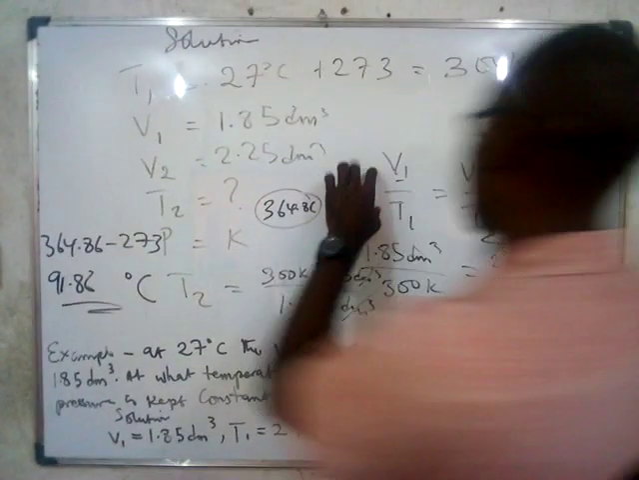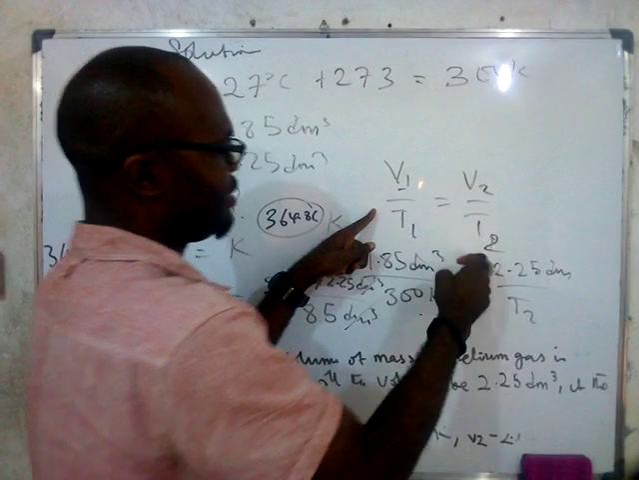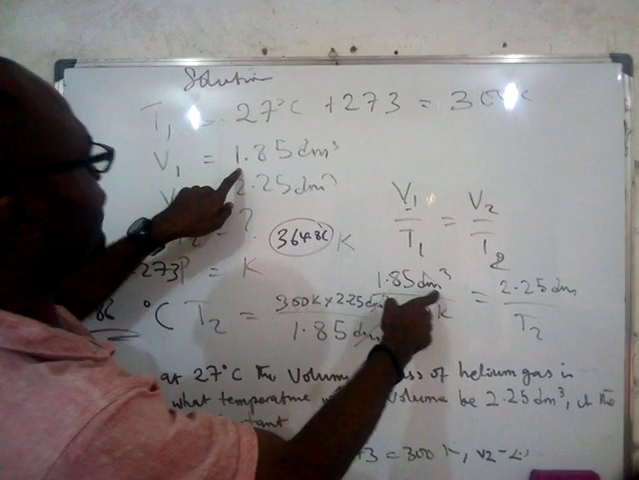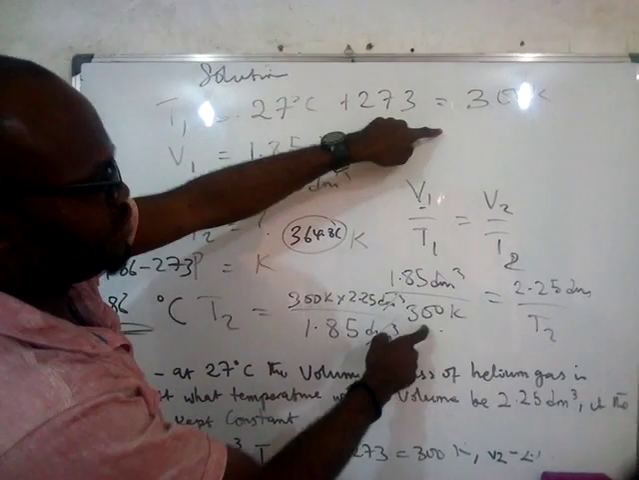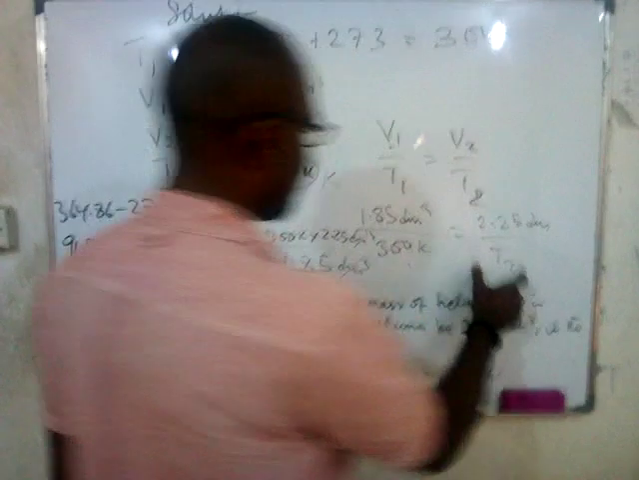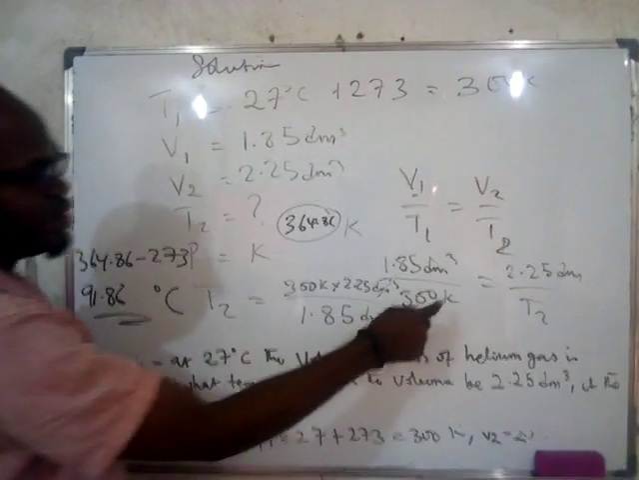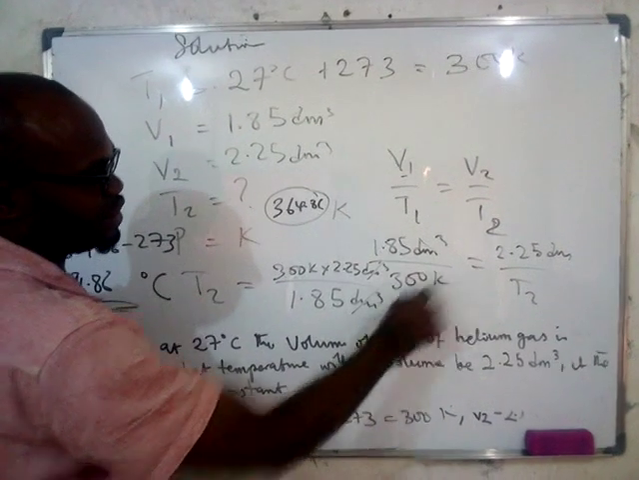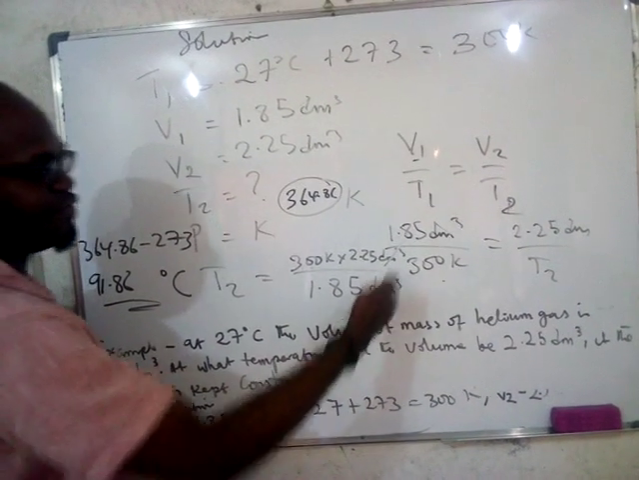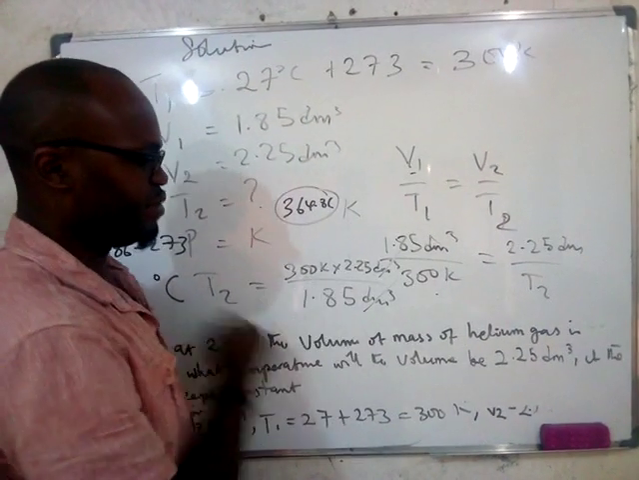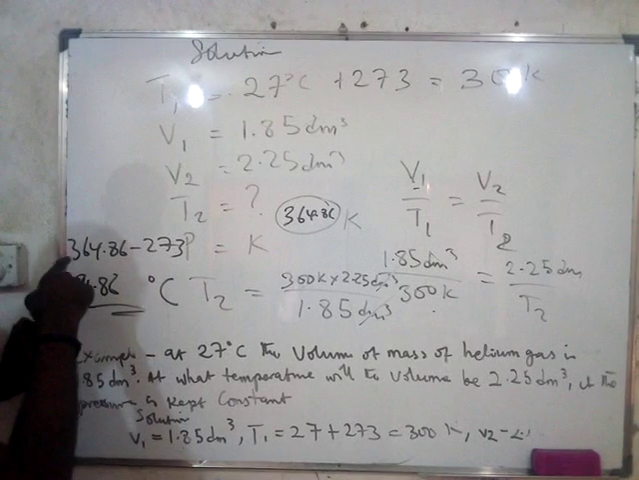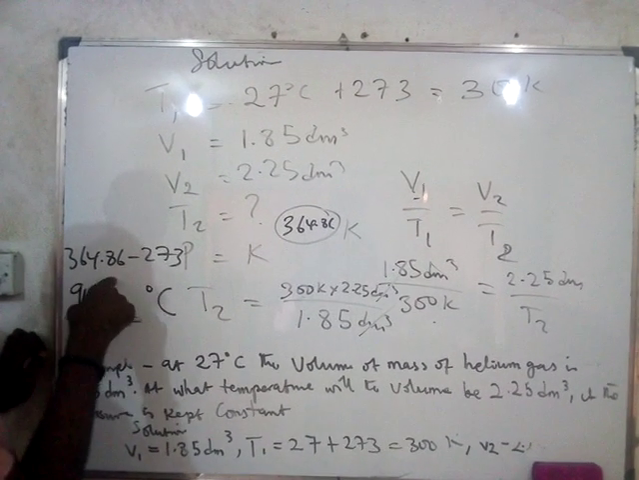So simply fix it in this formula. V1 over T1 equals V2 over T2. If you put it, V1 is 1.85 dm cubed, T1 is 300, equal to V2 2.25, T2 you don't know. So make T2 the subject of the formula. It will now be T2 equals 300 cross multiply, 300 times 2.25 all over 1.85. Cancel the dm cubes, so you have only Kelvin remaining. If you multiply this out and divide by this, you get 364.86.